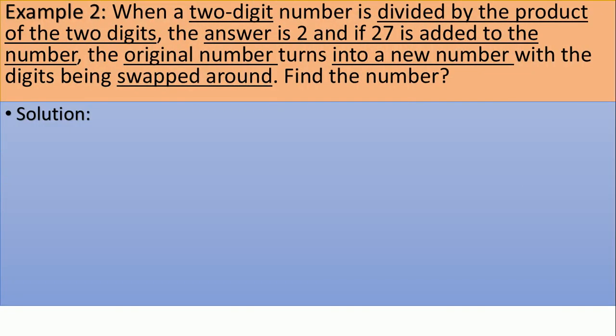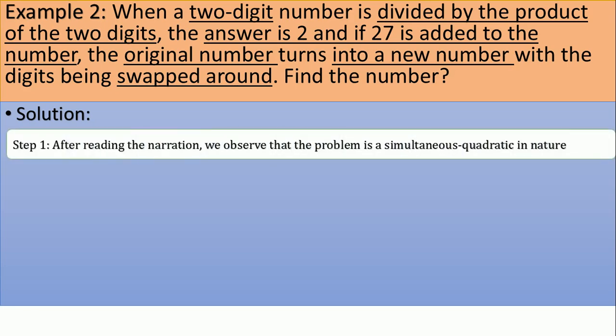This time around we are talking about when a 2-digit number is divided by the product of the 2 digits, the answer is 2. If 27 is added to the number, the original turns into a new number with the digits being swapped around. Find the number. So how do we go about this?